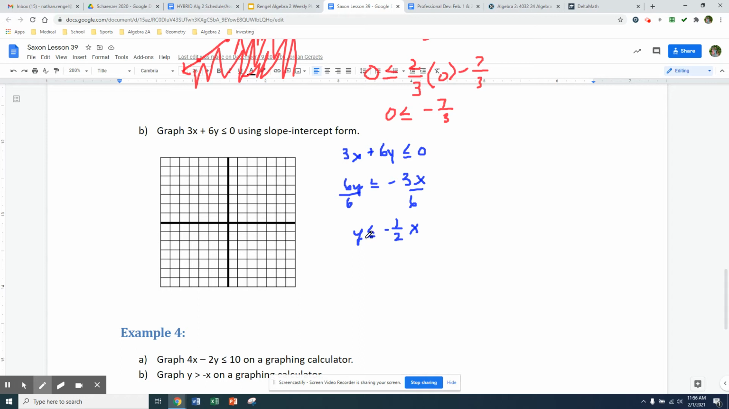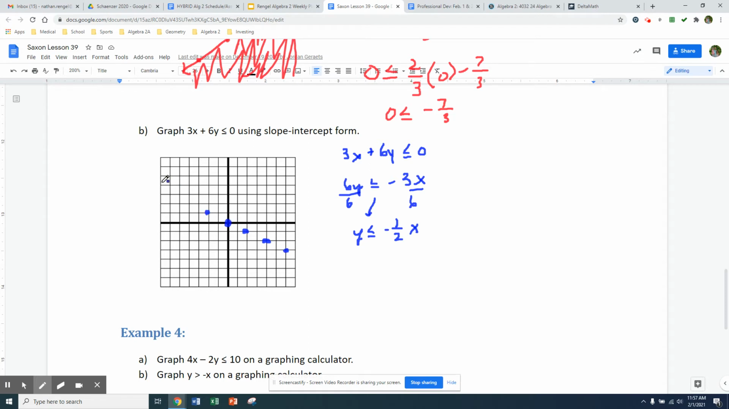So we would start to look at, I'm dividing by a positive 6, so my sign is going to stay the same. So I'd have y is less than or equal to -1/2 x. Now we're ready to start drawing our boundary line. So our y-intercept is 0. Since there is no b, that would mean b is 0. And then our slope is -1/2. So I'm going to go down 1 over 2, down 1 over 2. And that's going to start to make my boundary line.